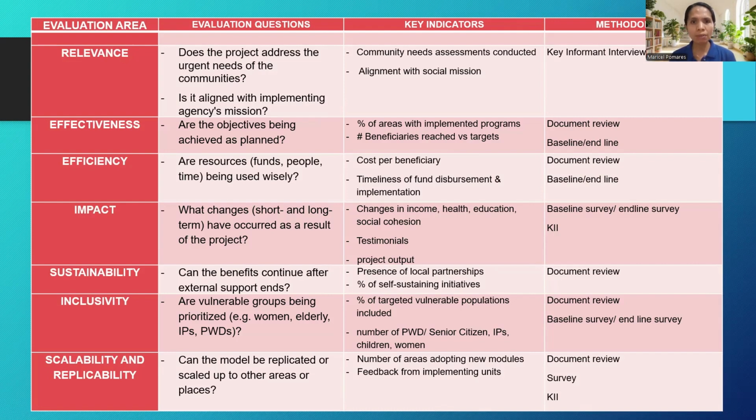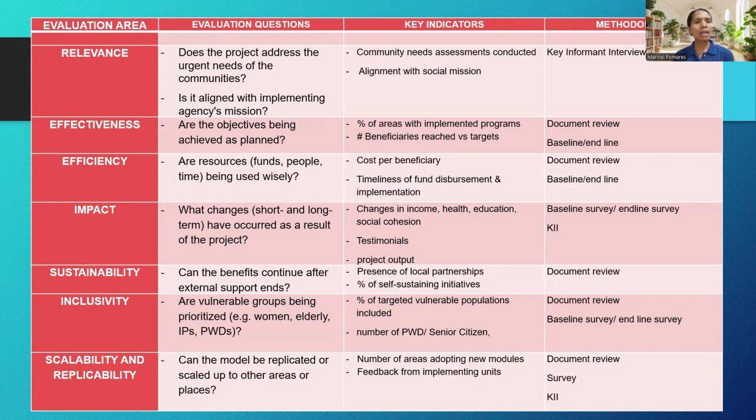And what are the key indicators? Percentage of targeted vulnerable populations included, the number of PWDs, senior citizens, IPs, children, and women. We must know how many of them have benefited from this program. And what are our methodologies? Document review, baseline survey, and endline survey.